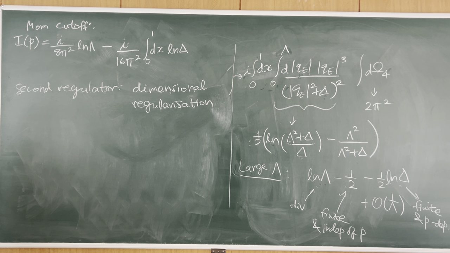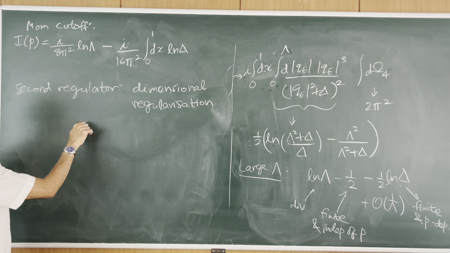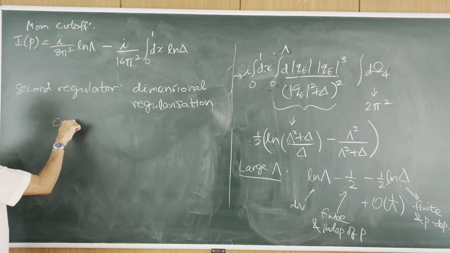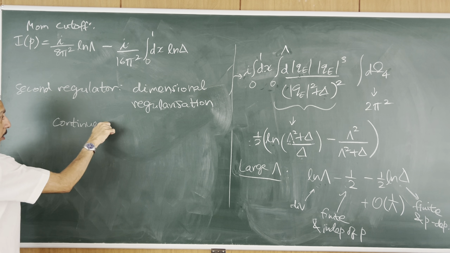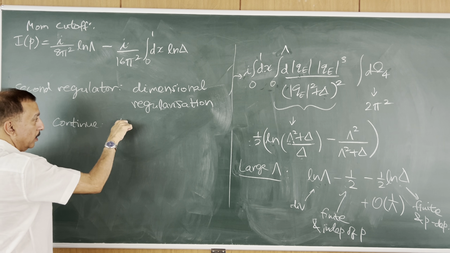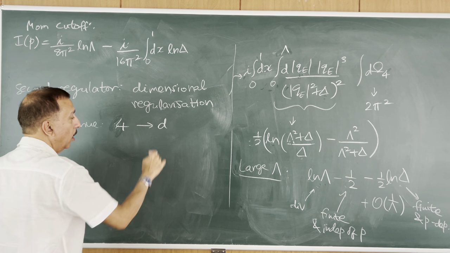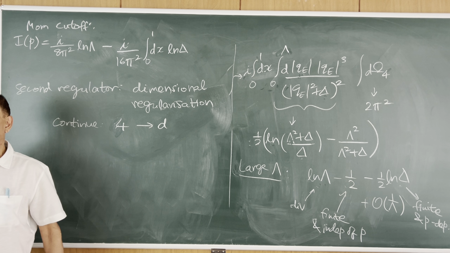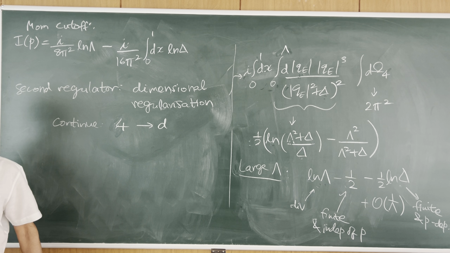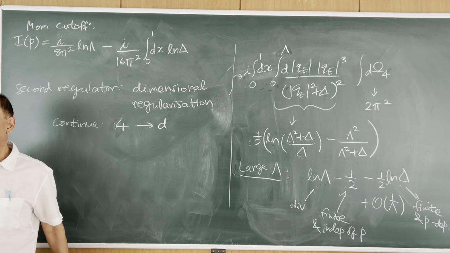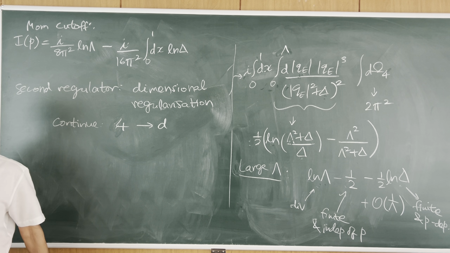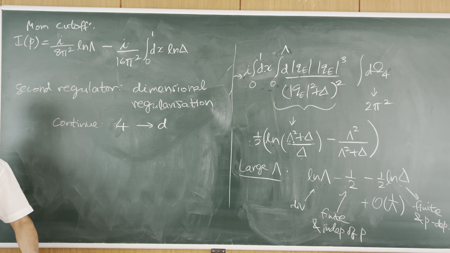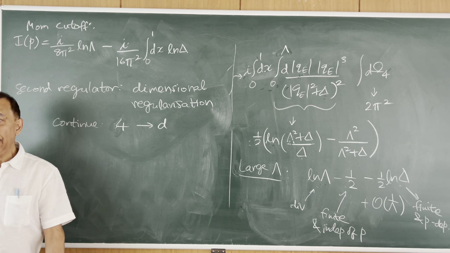And this weirdly has the definition that we continue the space-time dimension from 4, which is the correct space-time dimension, to an arbitrary dimension d, which is very close to 4. It's non-integer. Okay. Now it's weird because space-time is four-dimensional as far as we know. One time, three space. We don't know what a fractional dimension could mean.